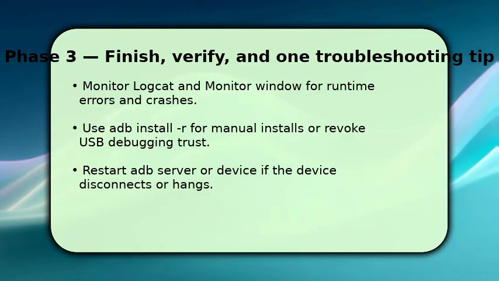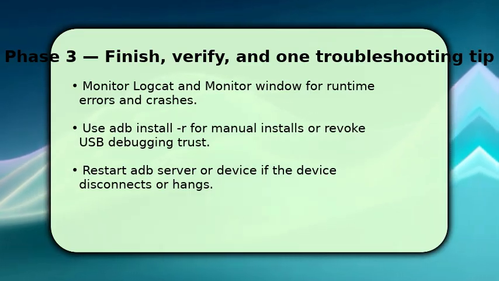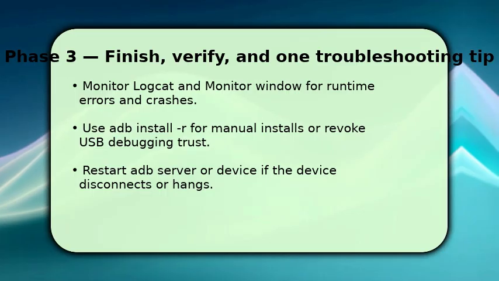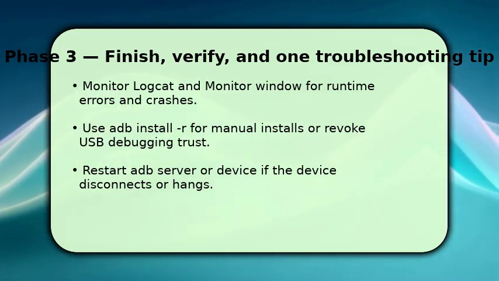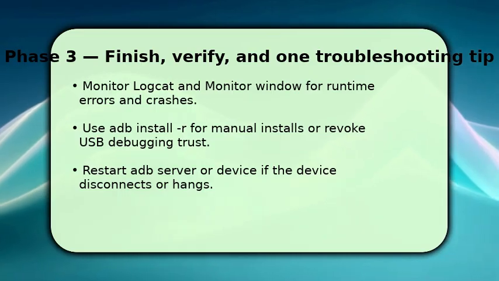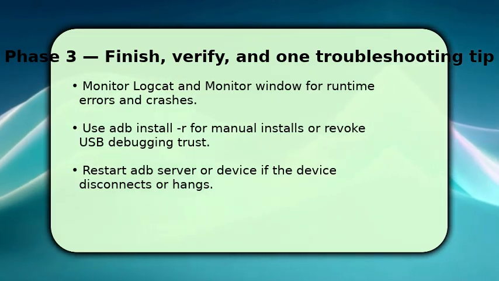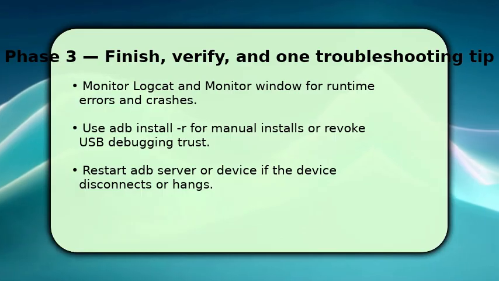If run fails, try adb install -r from a terminal to replace the app manually, because that often reveals package or signature issues. If the phone disappears, restart the ADB server with adb kill-server, adb start-server, and reconnect the cable.